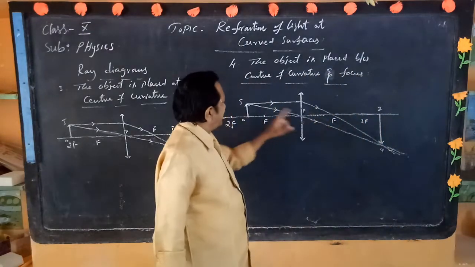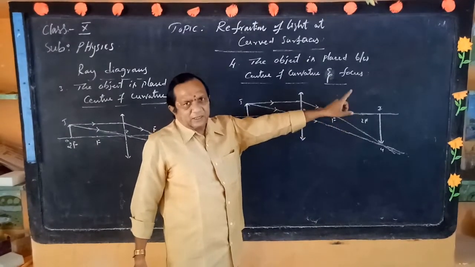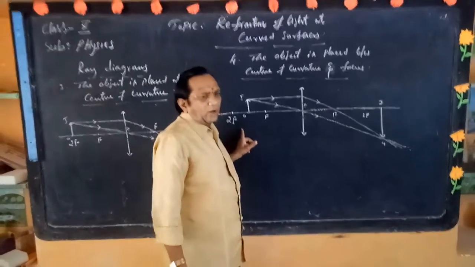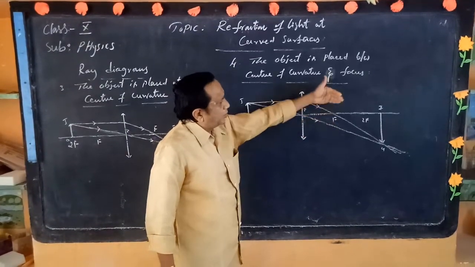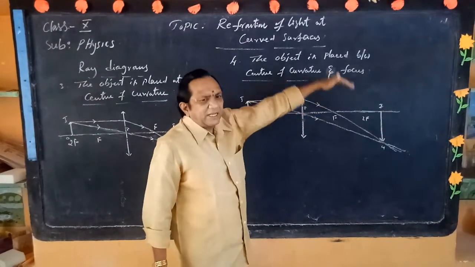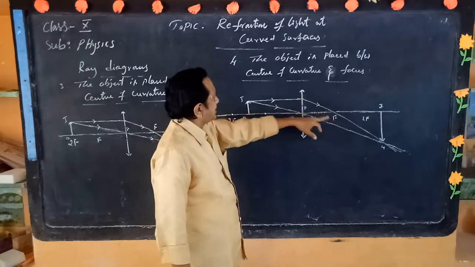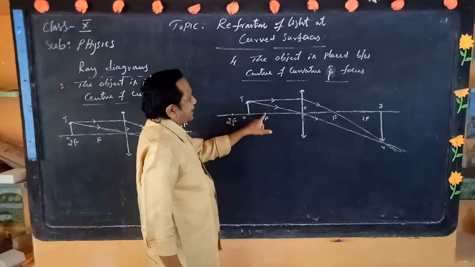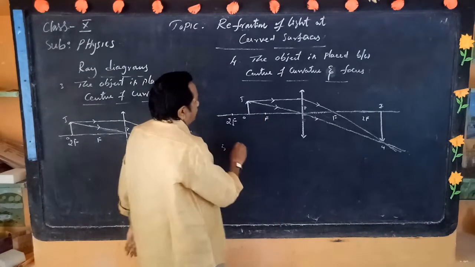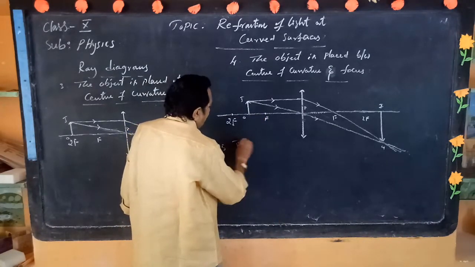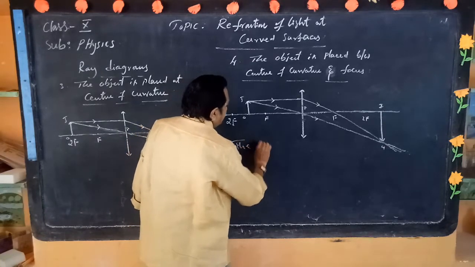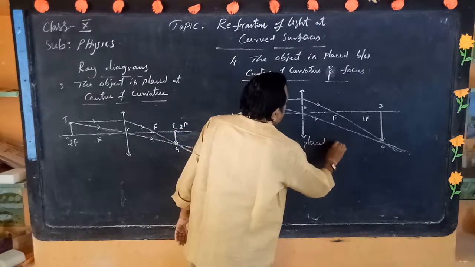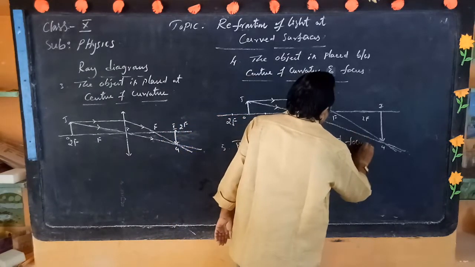So here we observe that the size of the image is larger than the size of the object. So image size is greater than the object size. That means the image size increases in this case. Now, the fifth condition: the object is placed at exactly the focus.